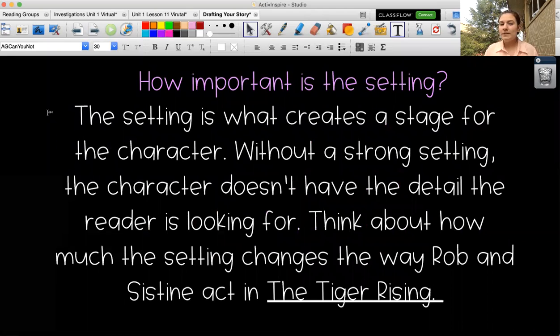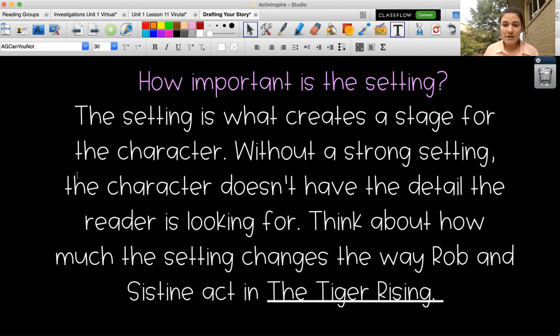So how important is the setting? The setting is what creates a stage for the character. So without a strong setting, the character doesn't have the detail the reader is looking for. It helps the readers understand the character a little bit more. So think about how much the setting changes the way that Rob and Sistine act in The Tiger Rising.